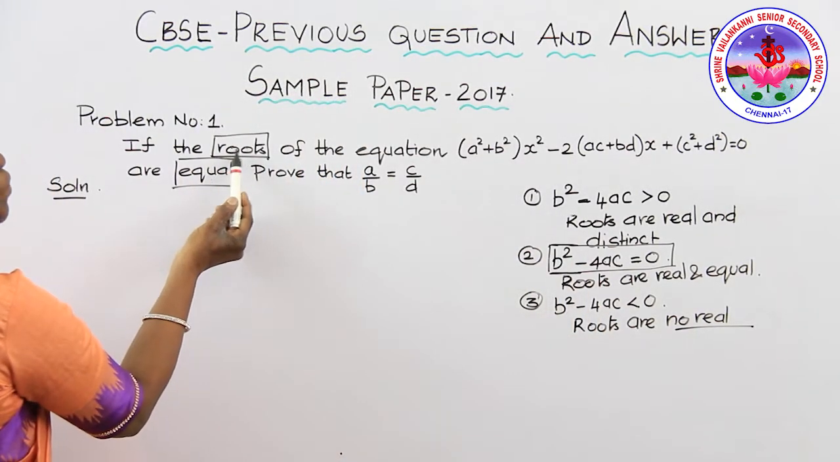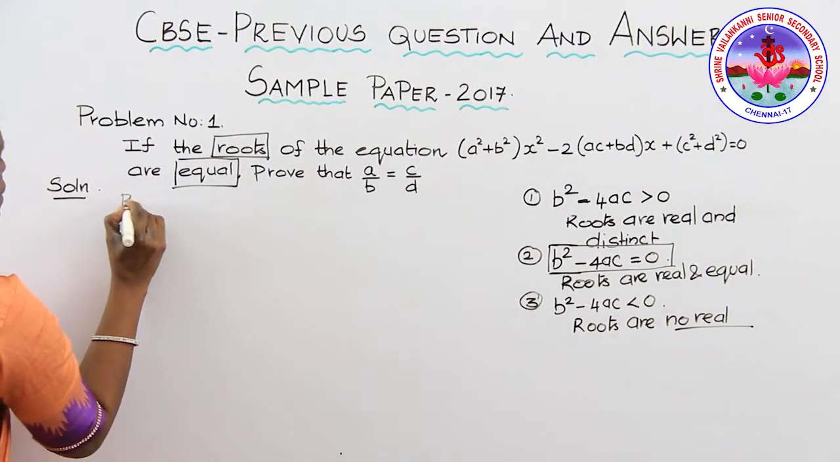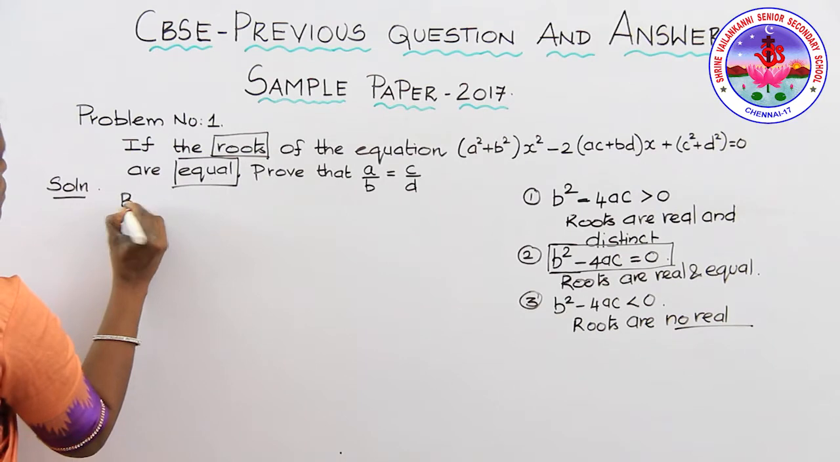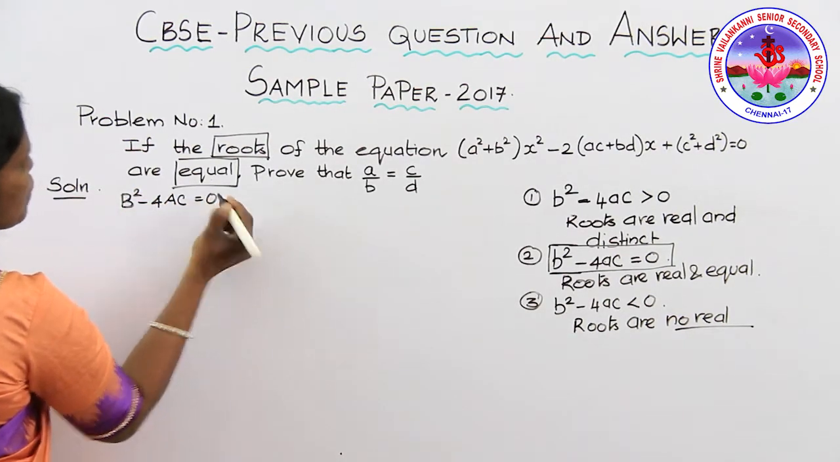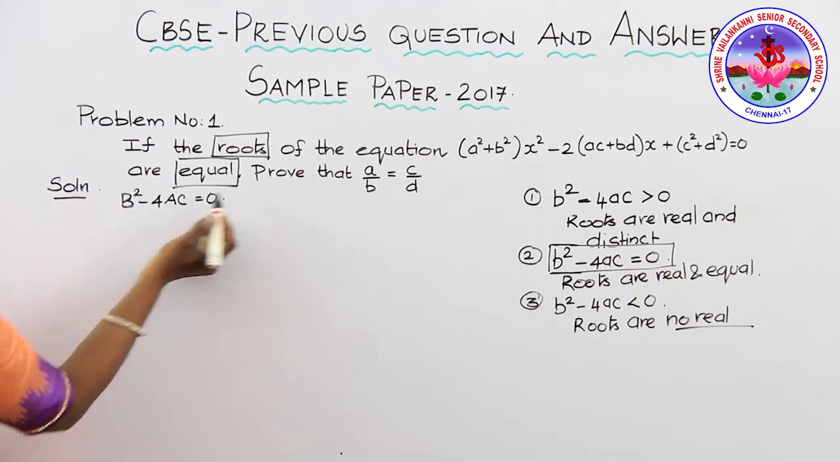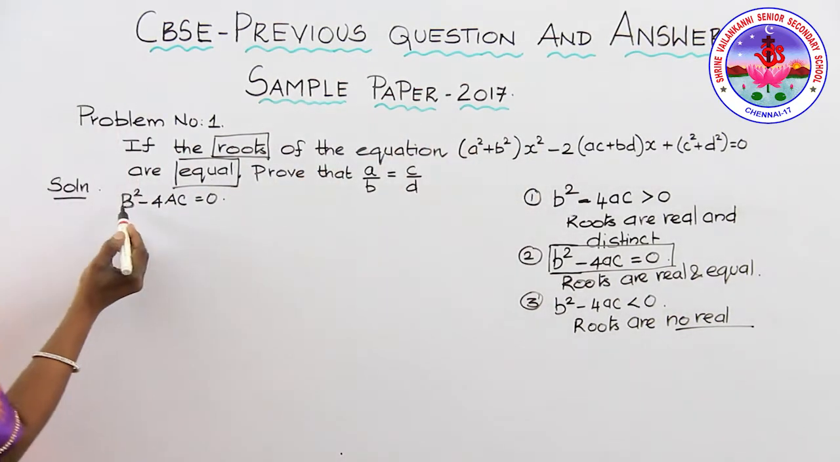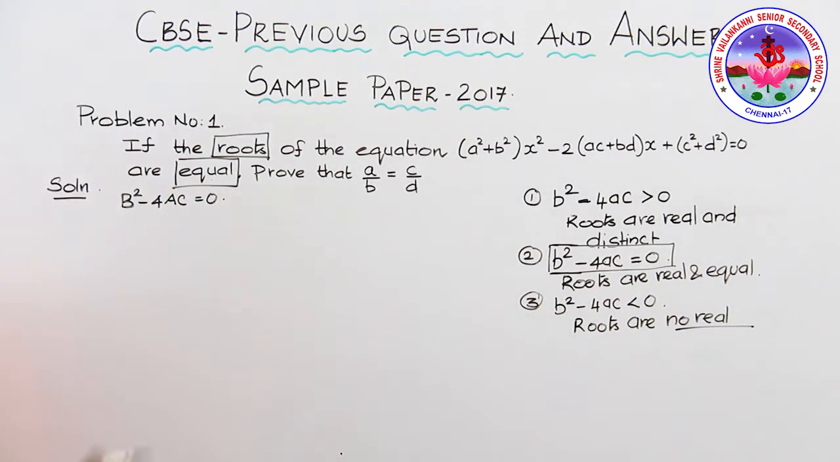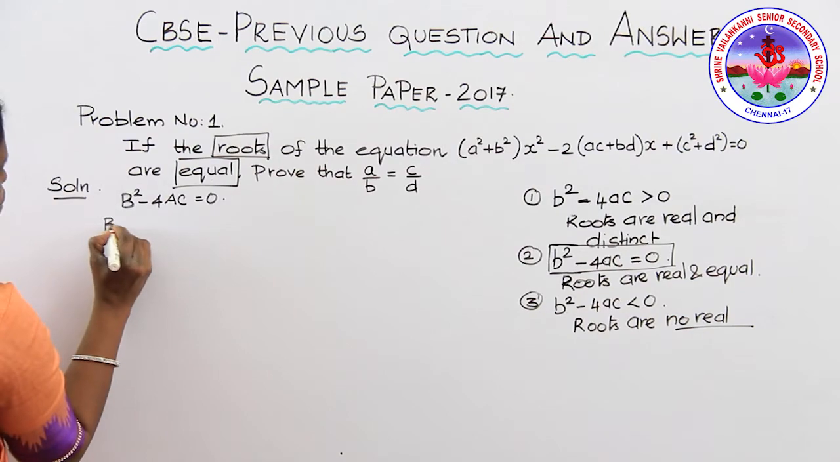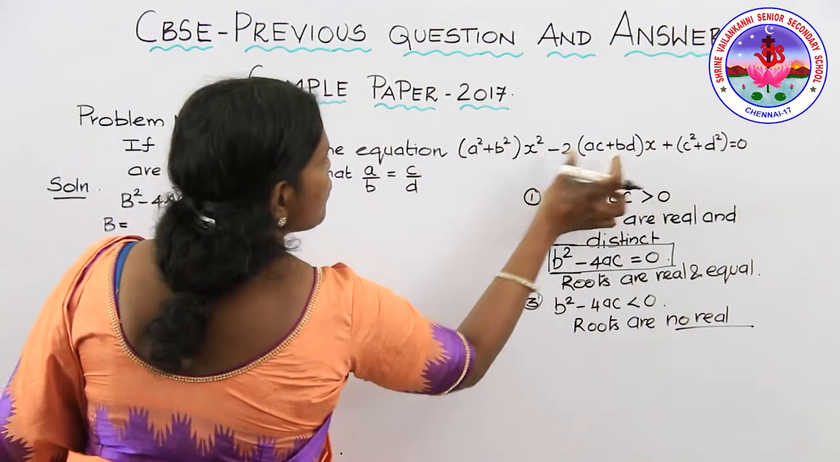He has given that the roots of this equation are equal. So I am going to use the condition b squared minus 4ac is equal to 0. Since my equation is in terms of small a and small b, I am writing this condition using capital A, capital B and capital C. So I am going to pick what is B from this equation. B is equal to the coefficient of x.